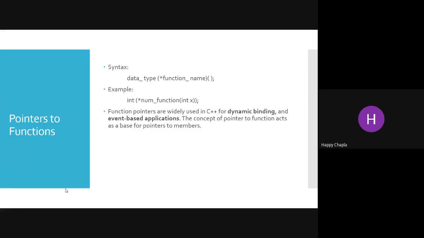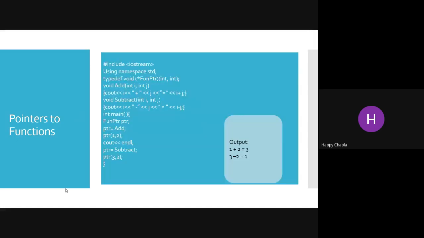So in this pointer to function concept, what are we trying to do? We are trying to access that particular function, or we are trying to define some pointers to that particular function. Okay, so first data type and function name. So integer star my function name with some parameters. Right, so here is the example.